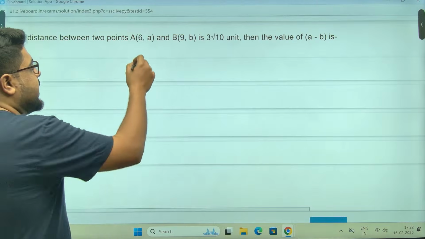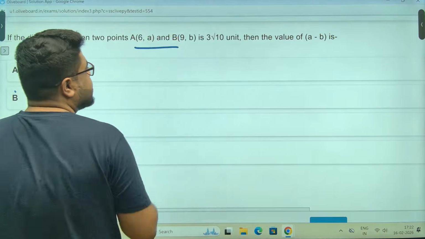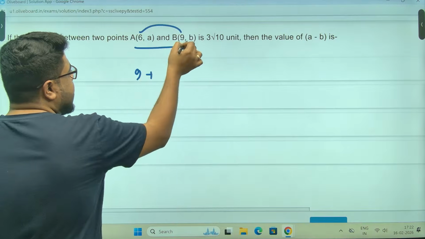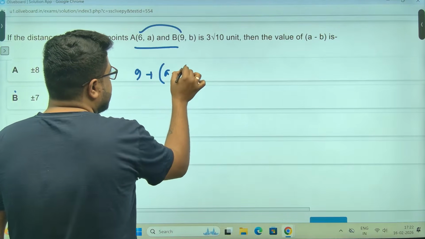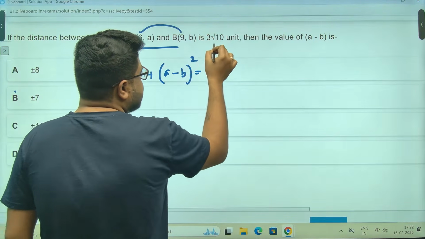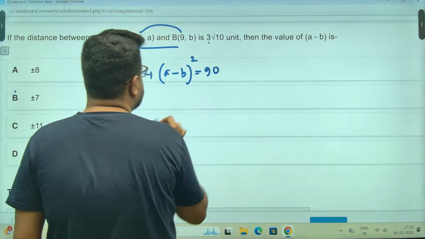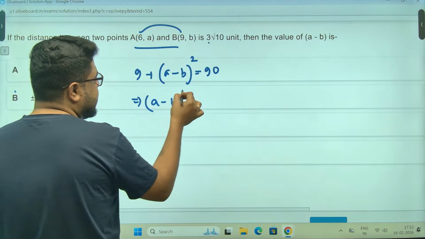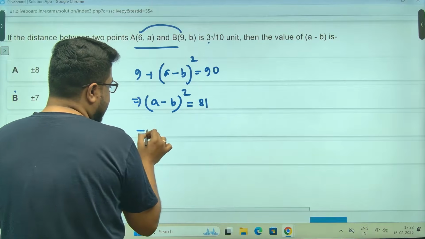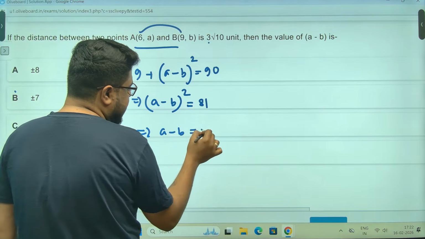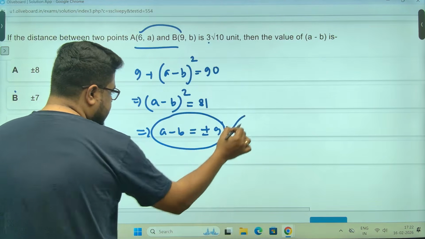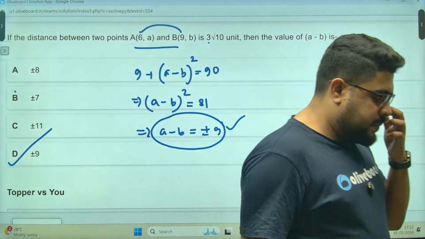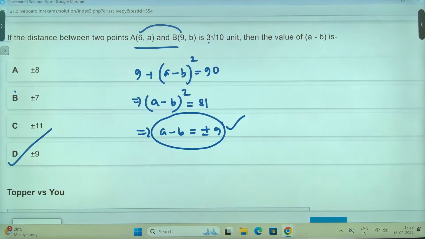Distance between 2 points is given, then this value. So distance 9 and 6, 3 square, 9 plus a minus b whole square. This is equal to square of this. 9 and so 10, root 10 square, 10. So a minus b whole square is 81. So a minus b is going to be plus minus 9, sir. That's your answer. Option number D once again, sir.